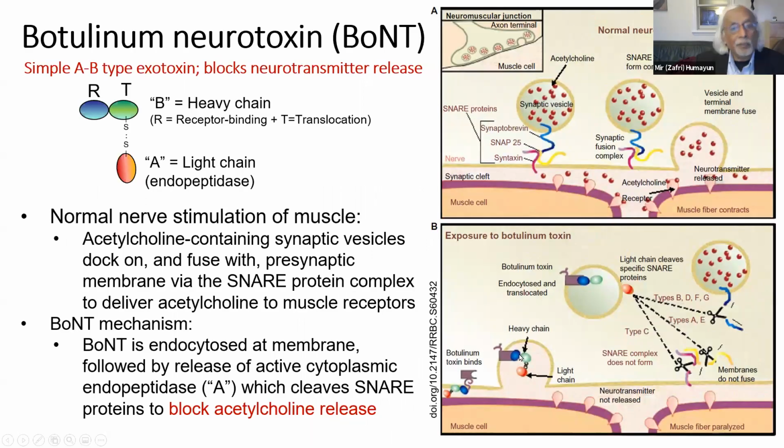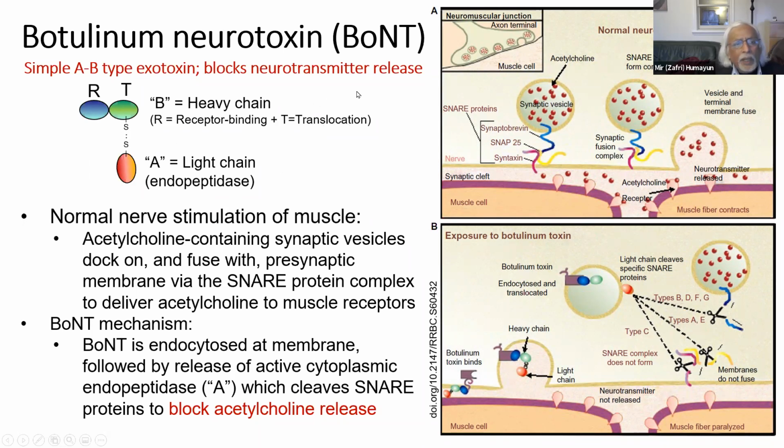So what exactly is flaccid paralysis and what is the mechanism of action of the neurotoxin? That is shown in this slide. The botulinum neurotoxin is also a simple A-B type of toxin. It has an A domain, which is a peptidase or a protease, and it has a B domain, which in turn consists of a receptor binding domain and a translocation domain. They're held together by a disulfide bond, just as in any other type of AB toxin.